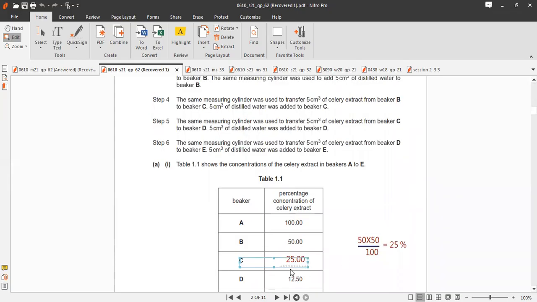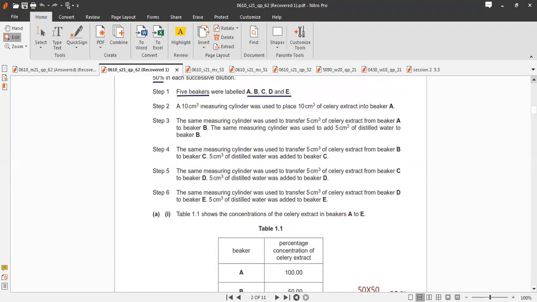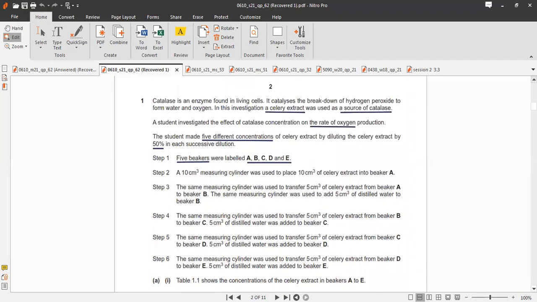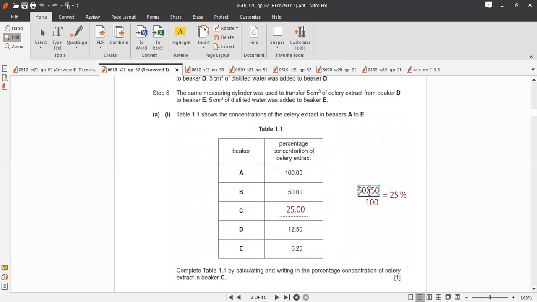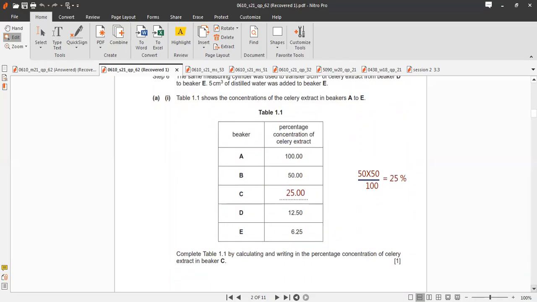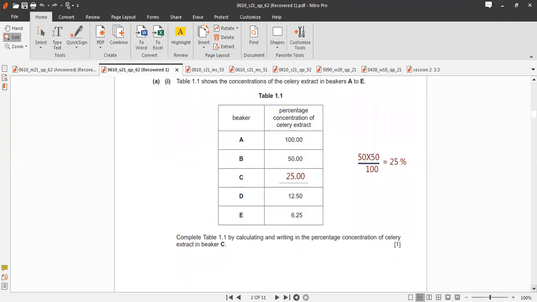This is the percentage of dilution of C. Because here, he said by diluting the celery extract by 50% in each successive dilution. So here I multiply 50 divided by 100 equals 25%. So C equals 25%. Complete table 1.1 by calculating and writing in the percentage concentration of celery extract in beaker C.